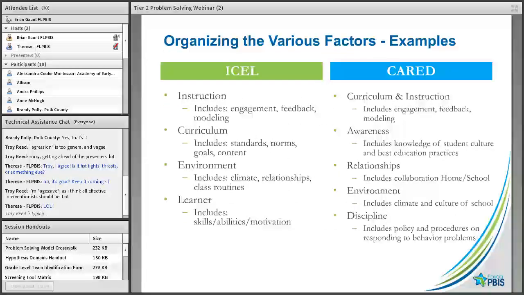And so again, ISIL, CARE, just showing you a crosswalk of how similar they are. And if you have the hypothesis domains handout in front of you, you can see the touch points across these different domains. At tier 2, there is going to be a tendency across teams, especially more novice teams, to really want to start with, and perhaps spend all their time, if not the majority of their time, on that learner domain.